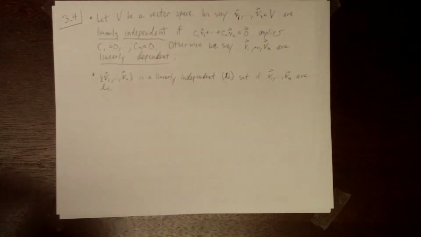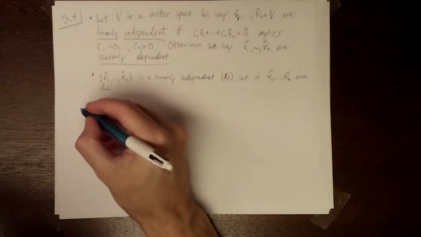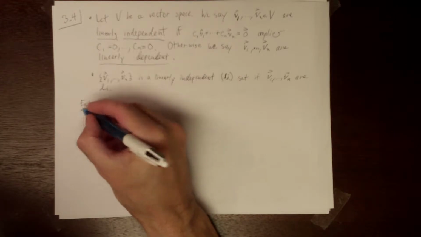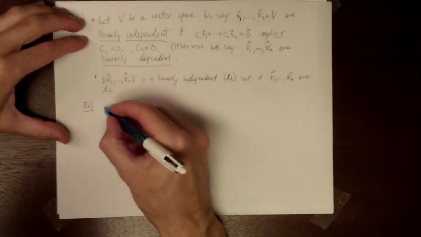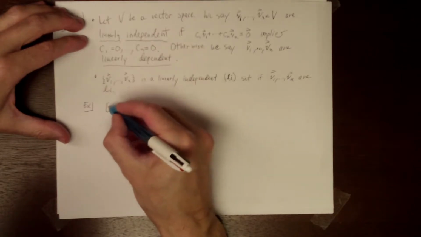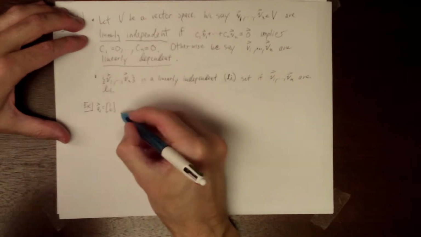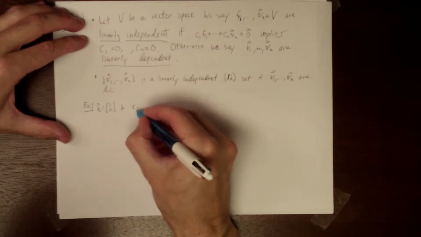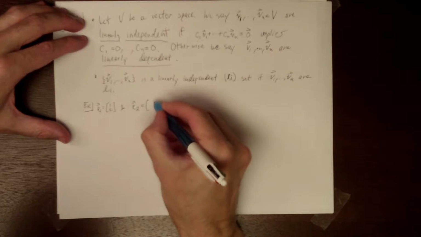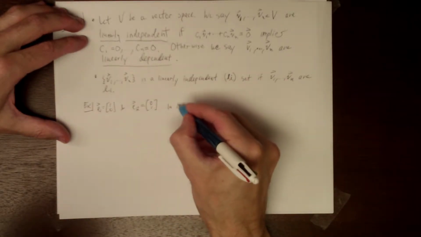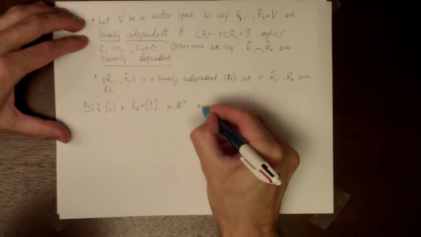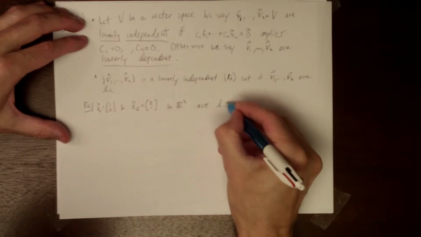So, where do we go from here? Quick example. The vectors e1, which has components 1, 0, and e2, which has components 0, 1 in R2, are linearly independent.